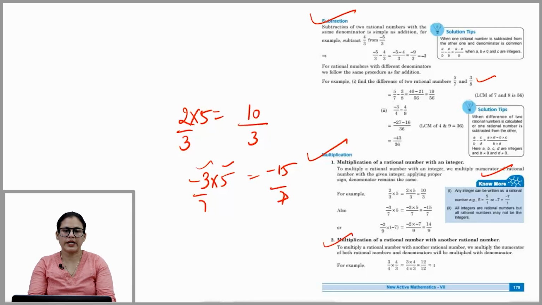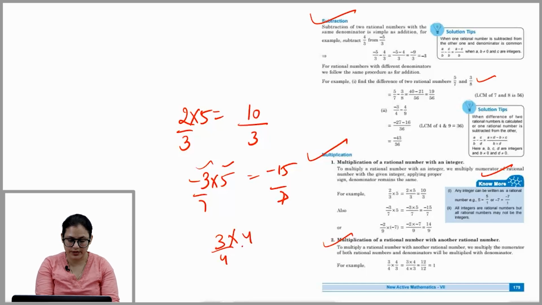Number 2, multiplication of a rational number with another rational number. To multiply a rational number with another rational number, we multiply the numerators of both rational numbers and the denominators will be multiplied with the denominator. For example, 3 by 4 into 4 by 3. We will multiply numerator by numerator, that is 12, and 4 into 3 is 12. So, we will get 1.